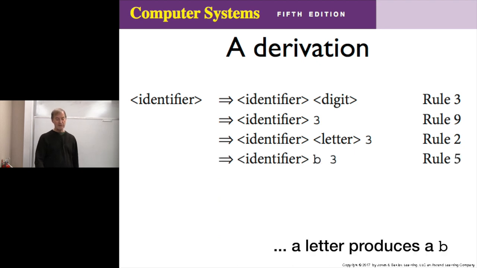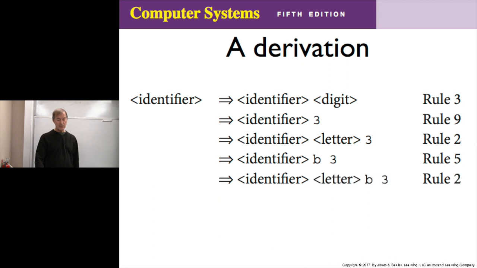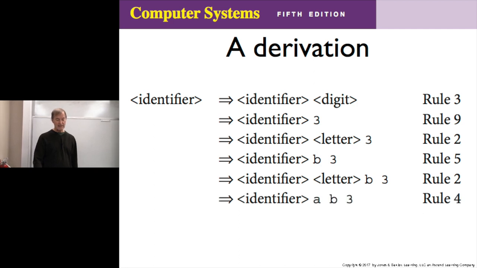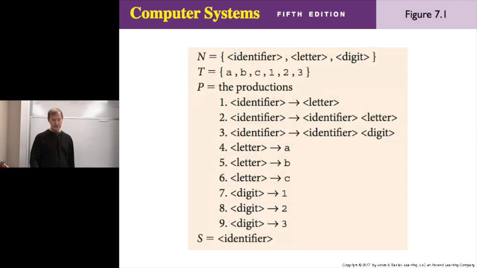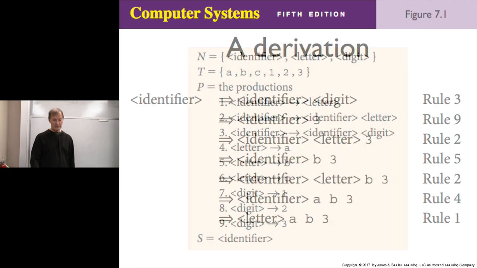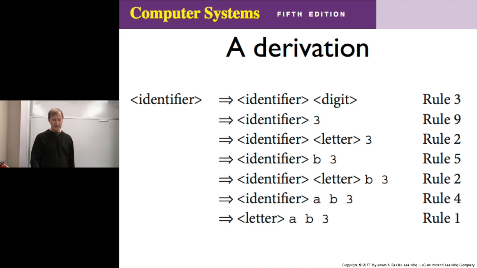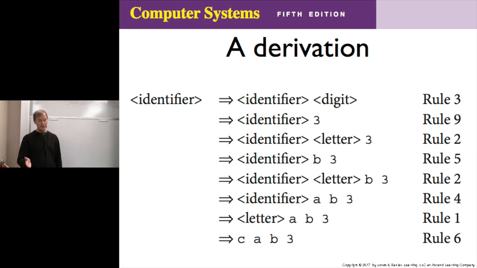By rule 5, you can say a letter produces a digit. By rule 2, an identifier produces an identifier concatenated with a letter. By rule 4, a letter produces A, and by rule 1, an identifier produces a letter. Let's go back and review rule 1. That's an interesting one. Rule 1 is identifier produces a letter. So by rule 1, that produces a letter, and then by rule 6, a letter produces a C. So what we have proved here by this derivation is that CAB3 is a valid identifier because we derived it.